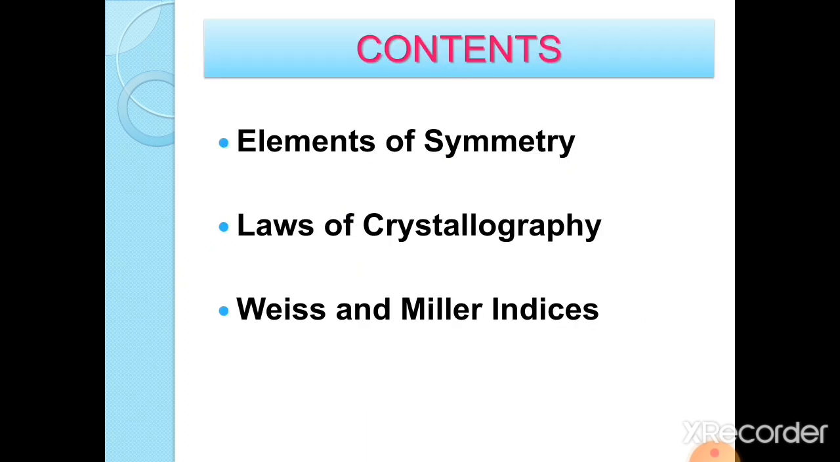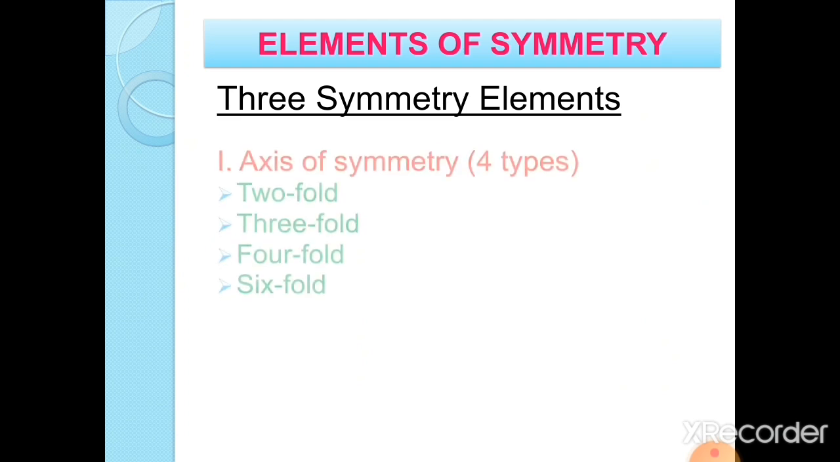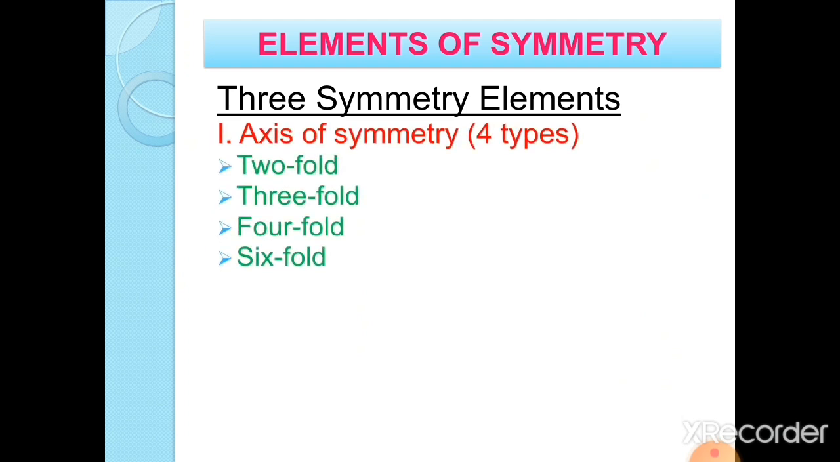In this video, I will be discussing elements of symmetry, laws of crystallography, Weiss and Miller indices. First, let us know what are the elements of symmetry. There are three symmetry elements. First one is axis of symmetry. There are four types of axis of symmetry with respect to crystallography: two-fold, three-fold, four-fold and six-fold.